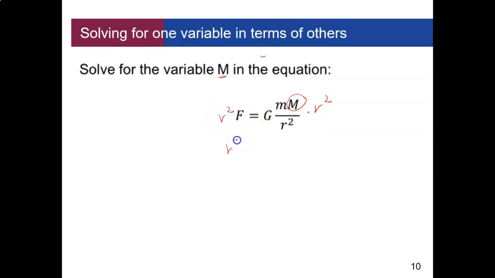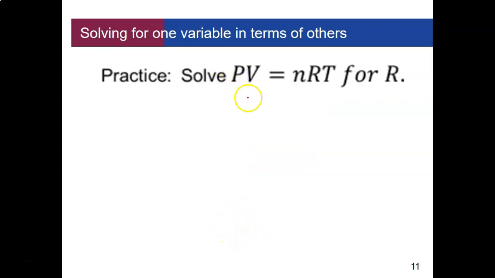So I've got r squared F equals g little m capital M. And now all this is multiplied to the m, so I'll cancel that by dividing. So I've got m equals r squared F over g and lowercase m. Okay, here's one for you to practice. So if you would like to practice this, pause it, and then you can see how to work this.